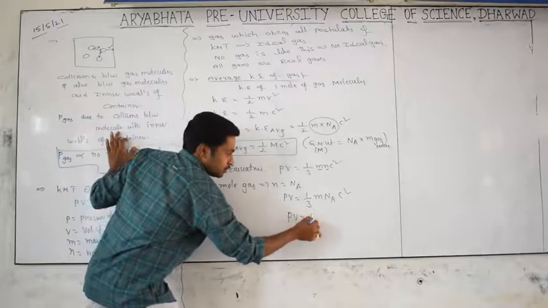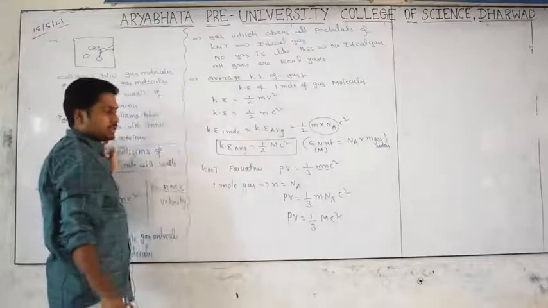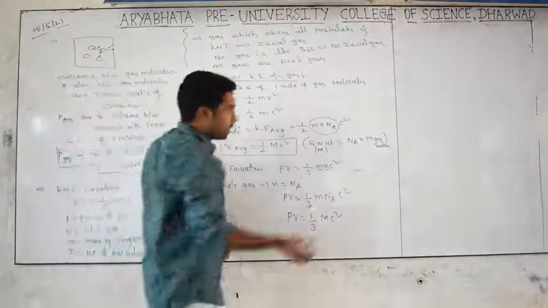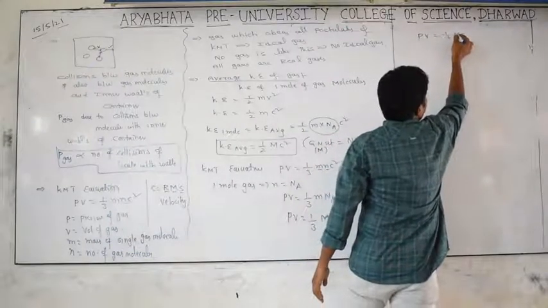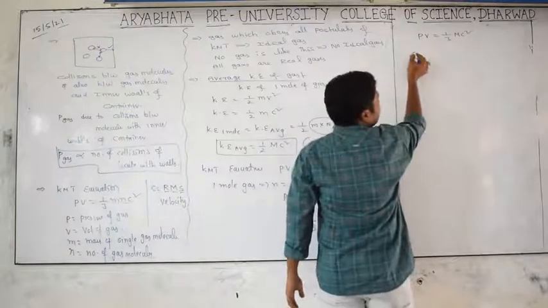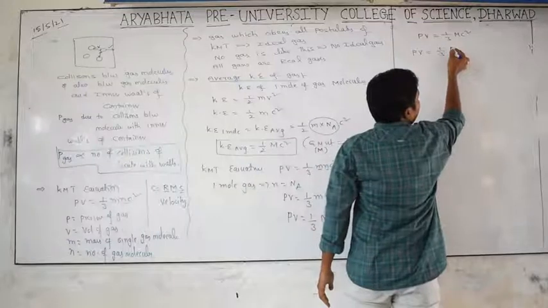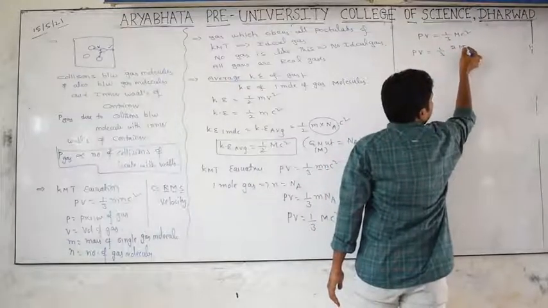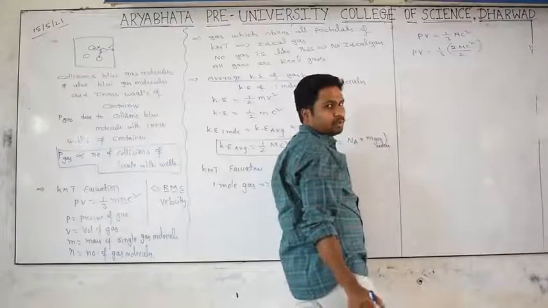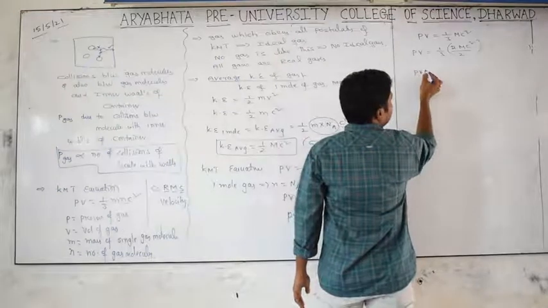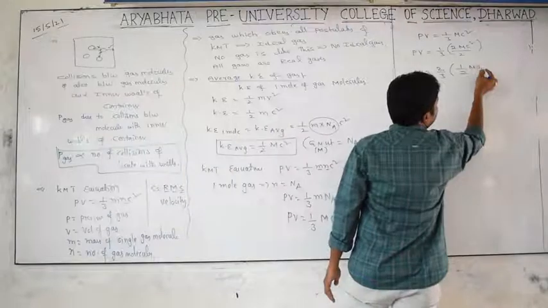PV is equal to 1/3. The Avogadro number of molecules' mass is nothing but gram molecular mass. PV is equal to 1/3 M c square. We will see some other things. PV is equal to 1/3 M c square from KMT. Then write down PV is equal to 1/3, I am doing 2 into M c square by 2, means into 2 by 2. Is there any problem? No. Then PV is equal to 2/3 into half M c square.